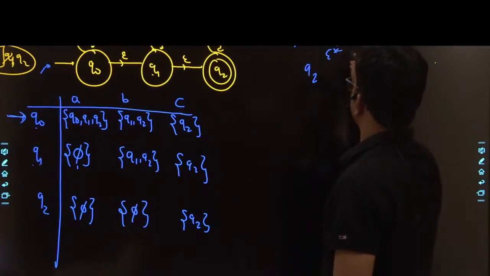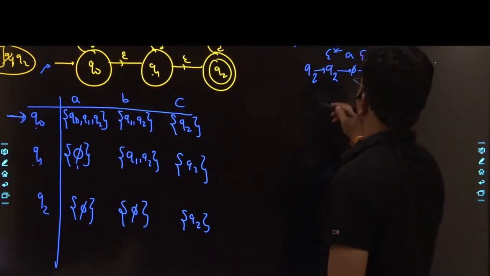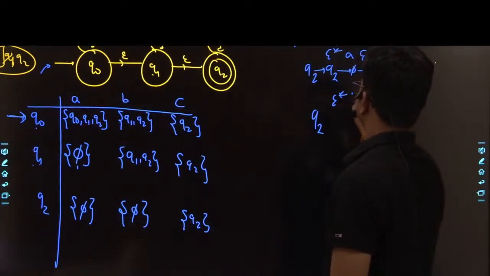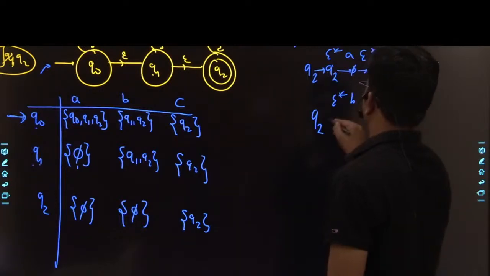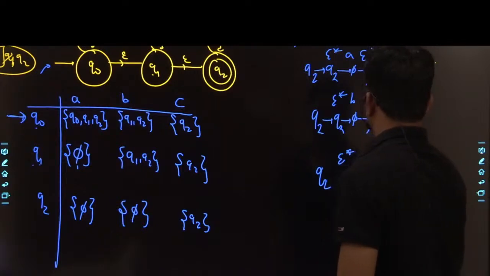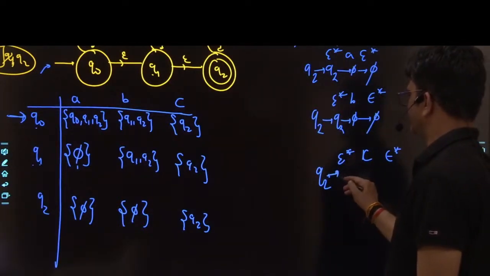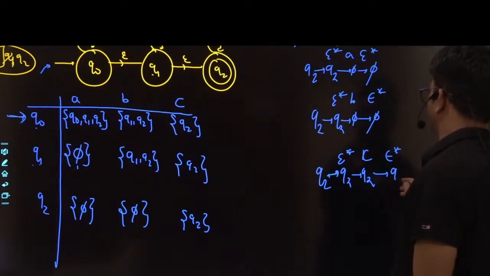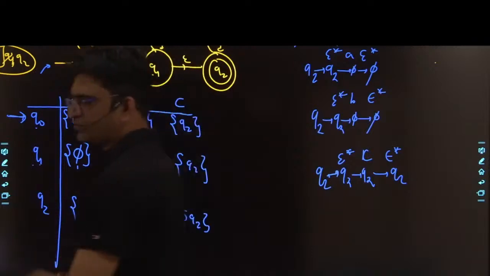Q2, epsilon closure, A, epsilon closure. What is the epsilon closure of Q2? Q2 on A, phi. What is the epsilon closure of phi? So here it is phi. Q2 on B: epsilon closure of Q2 is Q2. Q2 on B, phi. Epsilon closure of phi. Q2 on C. What is the epsilon closure of Q2? Q2 on C, Q2. Epsilon closure of Q2. So when we read a C on Q2, it goes to the Q2 state.